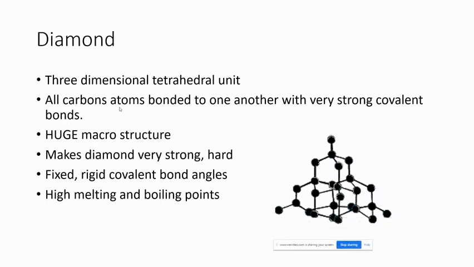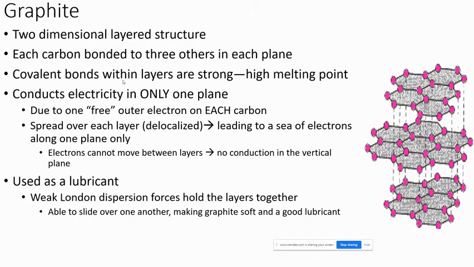So here we have diamond, and it's arranged in a very structured form here, very strong. It used to be diamond was the strongest substance known to man. I think they've made something else that's stronger now, but it's man-made. So this is the natural substance, the strongest one that we know about. So we have these rigid bond angles here, very high melting point, very high boiling point.